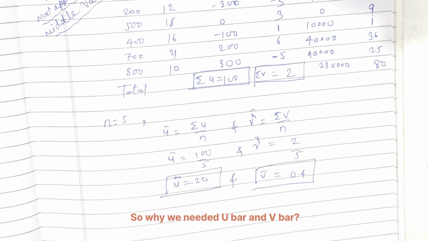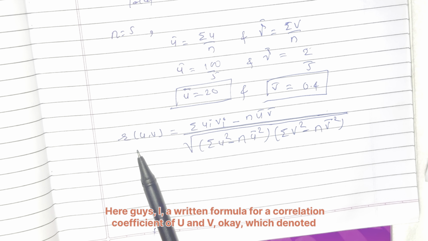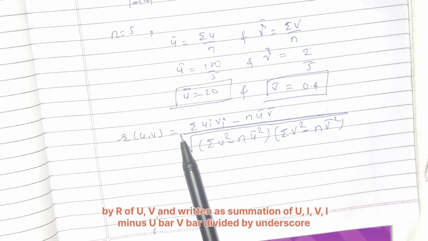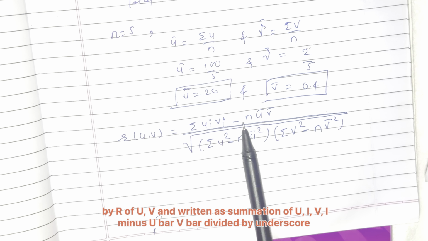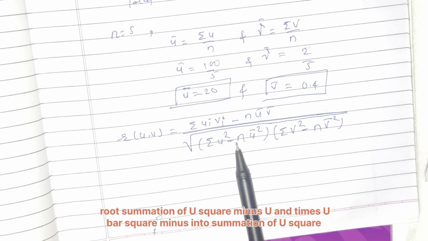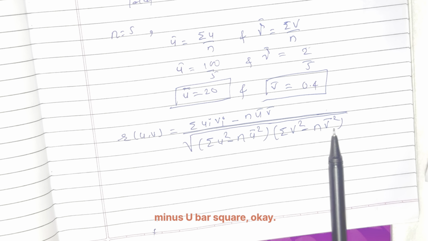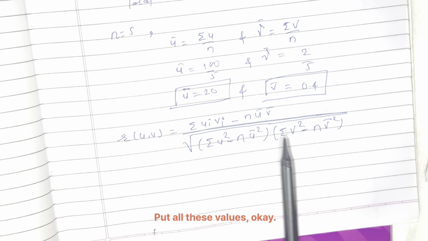Why do we need u bar and v bar? Let me write the formula for the correlation of u and v. Here, I have written the formula for the correlation coefficient of u and v, denoted by r of uv: summation of ui vi minus n times u bar v bar, divided by the square root of summation of u square minus n times u bar square, multiplied by summation of v square minus n times v bar square. Now put all these values.